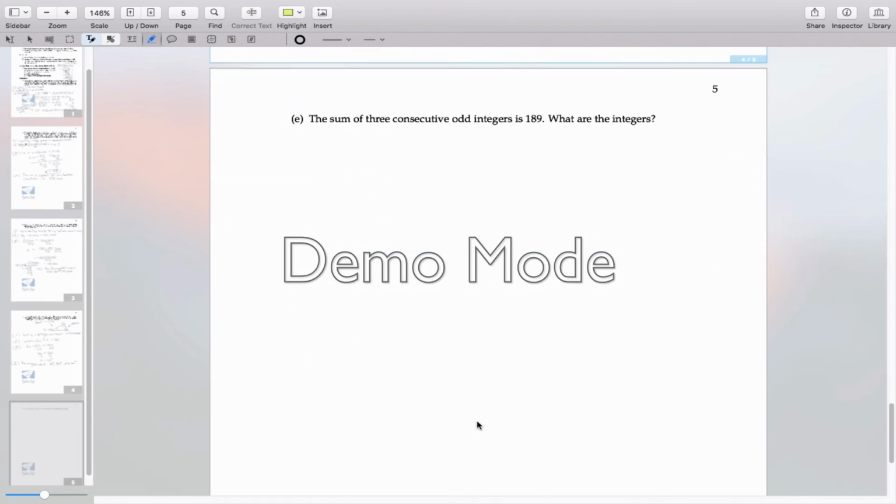Okay, one more. Let's talk about this. The sum of 3 consecutive odd integers is 189. What are the integers? So let's talk about consecutive odd integers. Let's call x the first consecutive odd integer. And we know that odd numbers are always 2 units apart from each other, consecutive odd integers. Notice that to get from 1 to 3 you add 2, to get from 3 to 5 you add 2. These are consecutive odd integers.